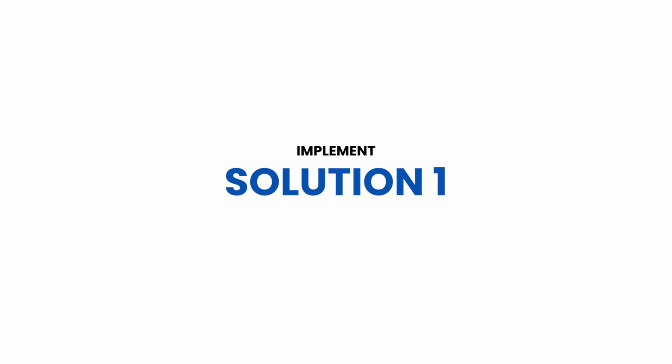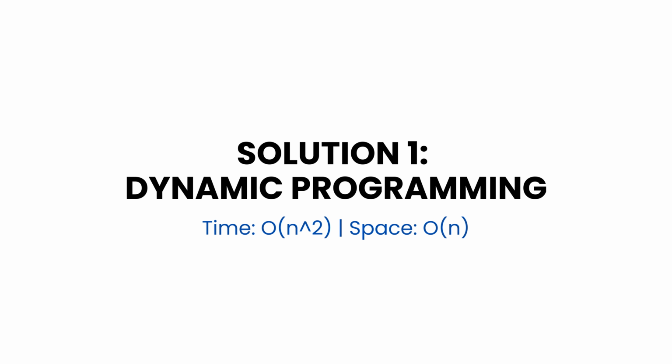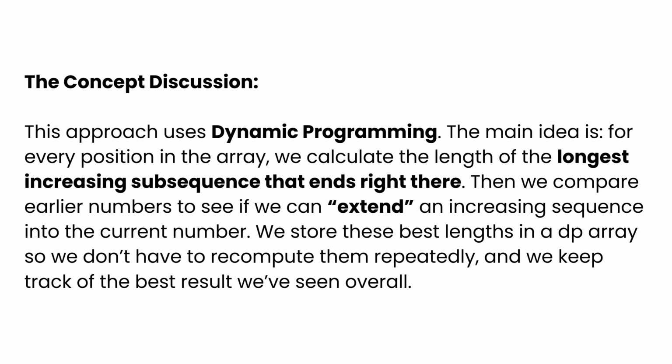Let's try to implement it using solution 1. Time complexity is O(n²). Space complexity is O(n). This approach uses dynamic programming. The main idea is that for every position in the array, we calculate the length of the longest increasing subsequence that ends right there. Then we compare earlier numbers to see if we can extend an increasing sequence into the current number. We store these best lengths in a DP array so we do not have to recompute them repeatedly, and we keep track of the best result we have seen overall.